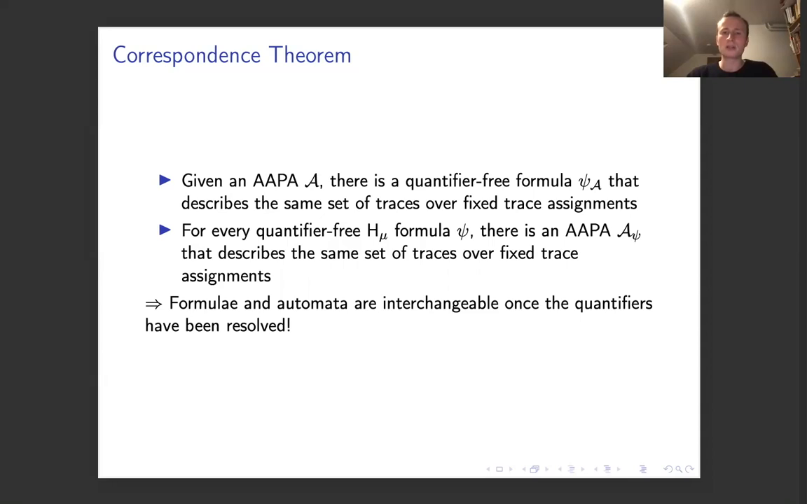Now, in both cases, this is over fixed trace assignments, meaning in HMU we have quantifiers, but over AAPA we do not have them. So we first of all resolve the quantifiers and pick some trace assignment. And once we have done that, the formalisms coincide. So we can have for every AAPA a matching formula, and we can have for every formula a matching AAPA. So the formalisms are in a sense equivalent, which is, we think, a very useful insight and can also be useful for model checking and other purposes, as we will see soon.